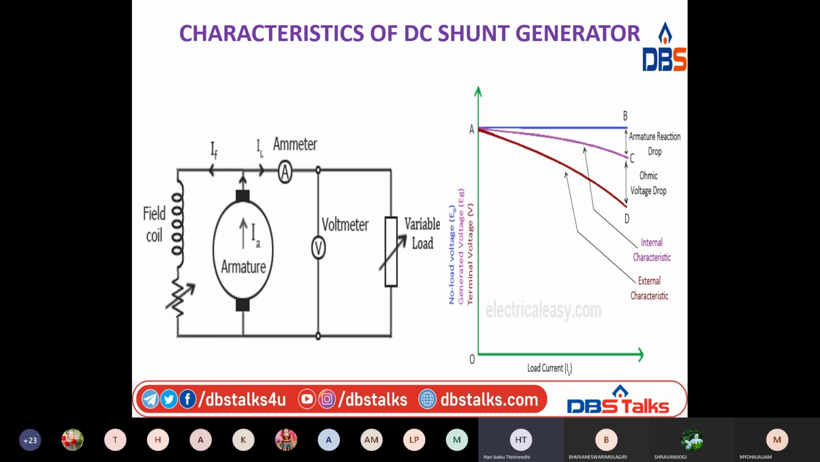But as load current increases, armature current IA also increases. Therefore, as IA increases, armature flux also increases. Generally, there is no direct connection between EMF and load current. But as load current increases, IA increases, flux also increases, and as flux increases, EMF also increases. As usual, in these two, internal and external characteristics, because of armature drop, some voltage will be reduced. Because of ohmic drop, some voltage will be reduced, as usual.